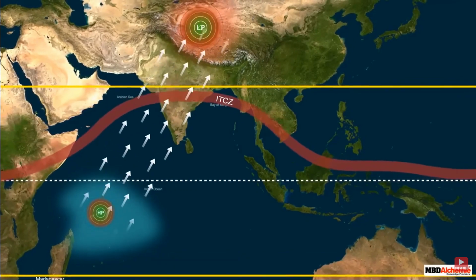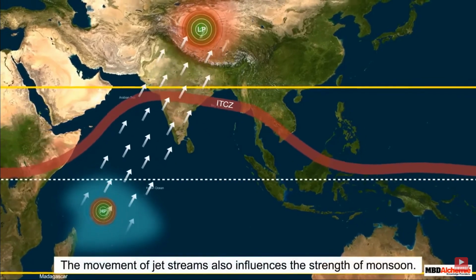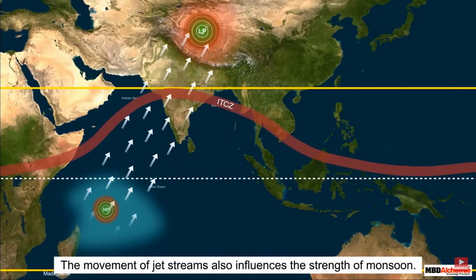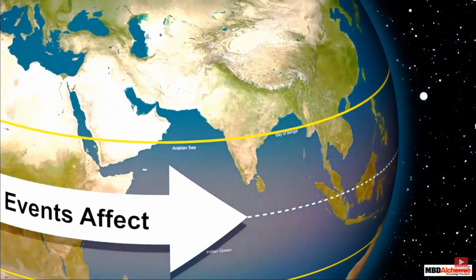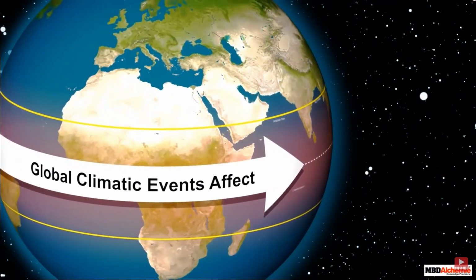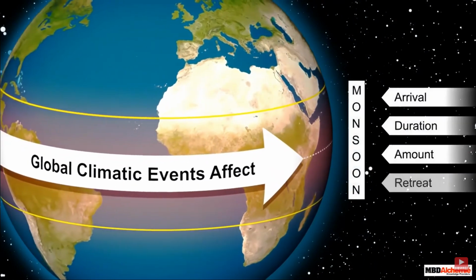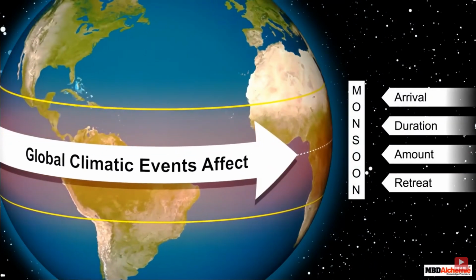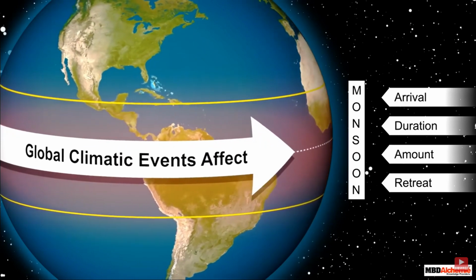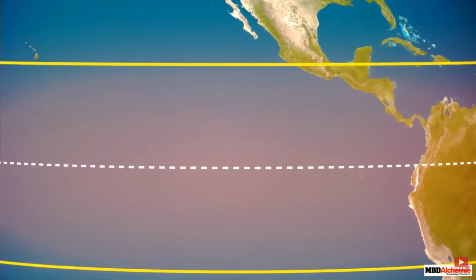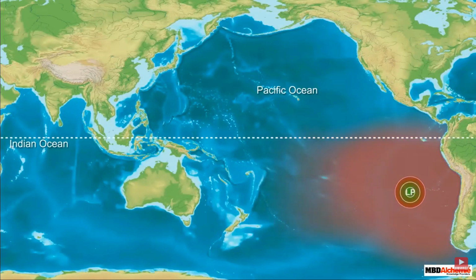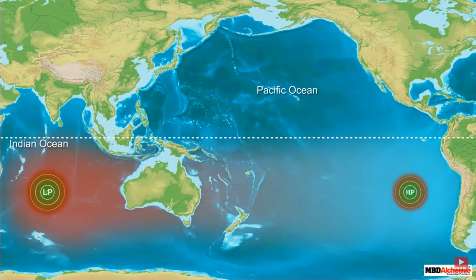Around the same time, the movement of upper air circulation, or the jet streams, also affects the summer and winter monsoons of India. The global climatic events of changing pressure system over oceans have tremendous effect on the arrival, duration, amount and retreat of monsoon in India. The equatorial belt or the tropical region of the Pacific and Indian Oceans faces the maximum effects. Usually, the southeastern Pacific has low pressure and high temperature, while the eastern Indian Ocean has high pressure and low temperature. But the situation reverses roughly in 3 to 8 years.